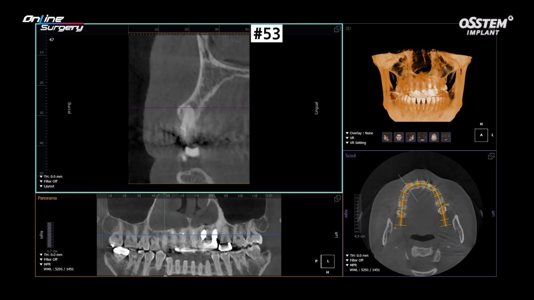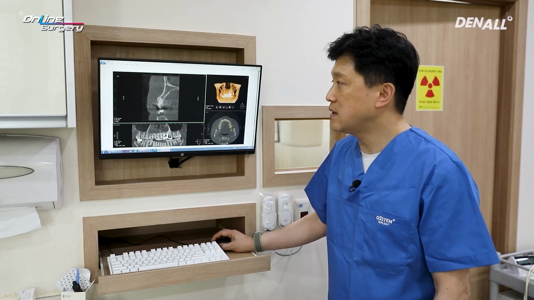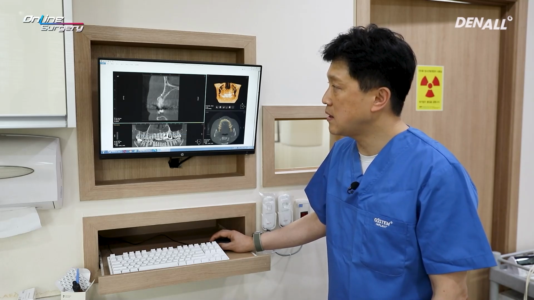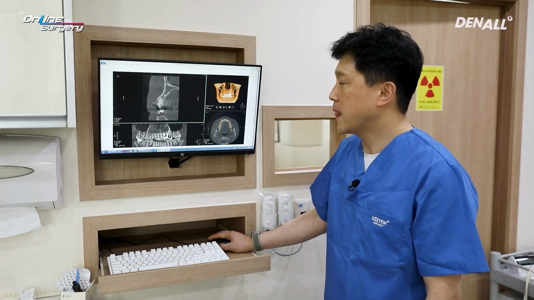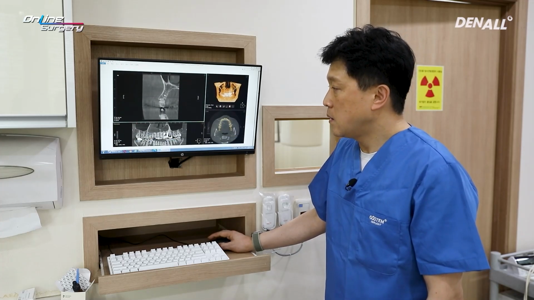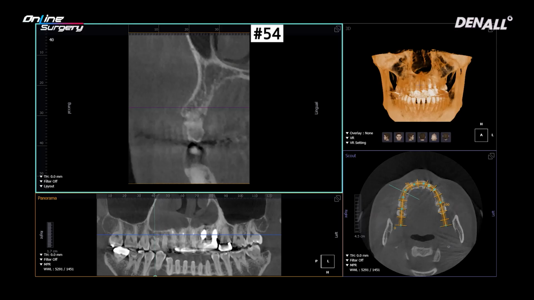If you take a look at the CT, in number 53, there's a lesion. A regular diameter implant may be difficult in terms of buccolingual width. When placing an implant, the mistake we make frequently is that we at times make a fenestration defect unintentionally. In number 54, as shown, if done well, a regular diameter implant may be possible.